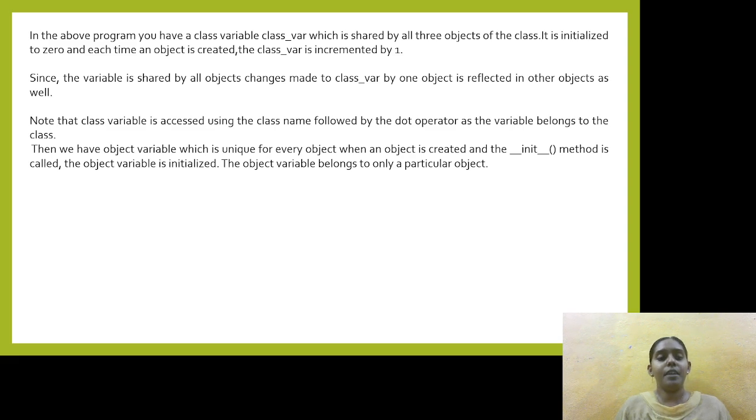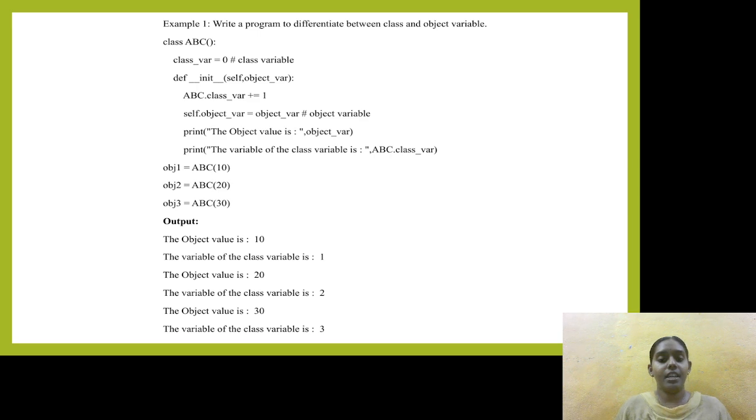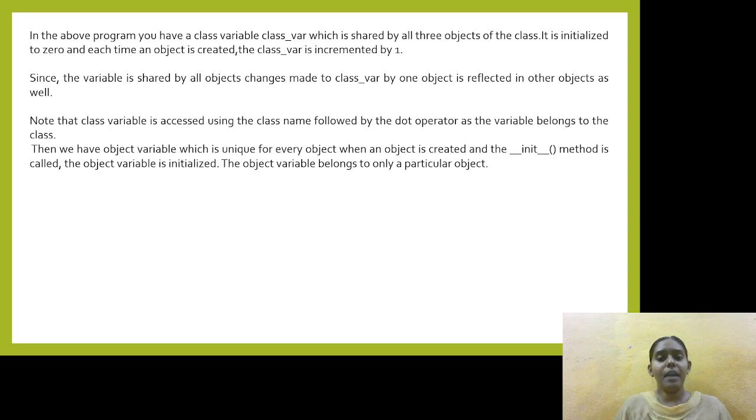Note that a class variable is accessed using the class name only. That is, here we are creating object1 equal to ABC(10). It is accessed using the class name, followed by the dot operator, as the variable belongs to the class.